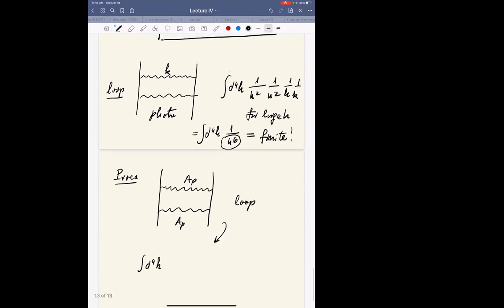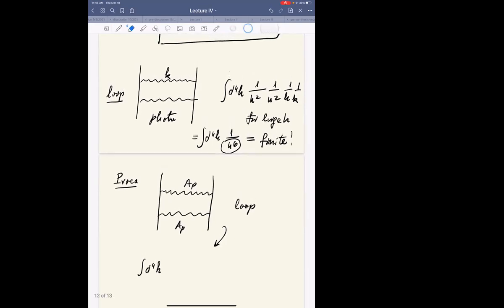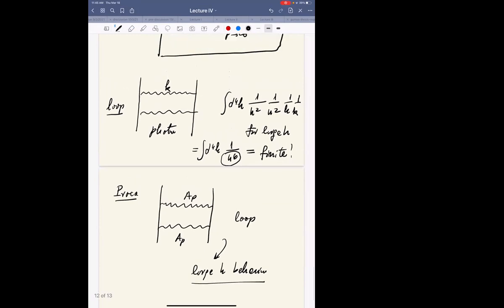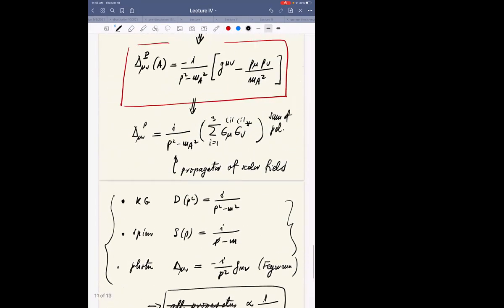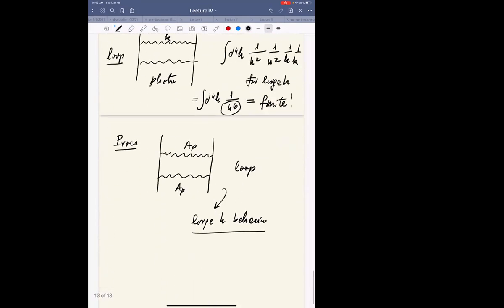Now look at the behavior. Oh, before I do that, I'm very sorry. I'm interested in the large K behavior. I forgot. Let me go back. I should have said immediately: look at our propagator. So I have to go back.